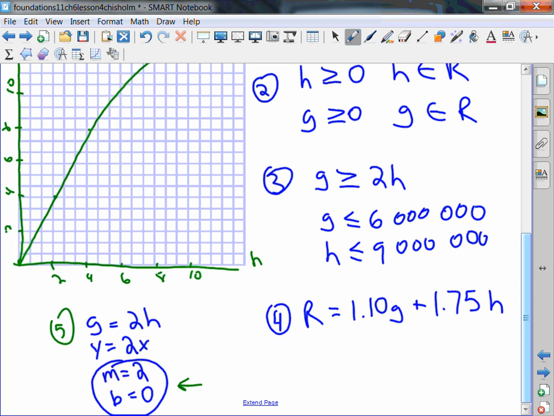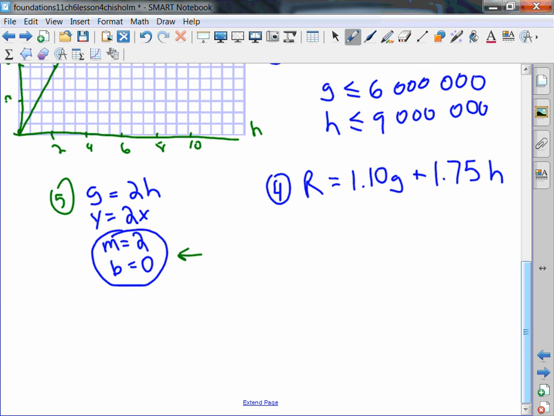The next one we can graph is G is less than or equal to 6 million. I've got it labeled as 2, 4, 6, 8, 10. These are going to be our millions of liters. So I can just go ahead and call it G equals 6. And while I'm at it, I'll call the other one H equals 9. We're doing our boundaries, so we call them equals. So for G equals 6, H equals 9.